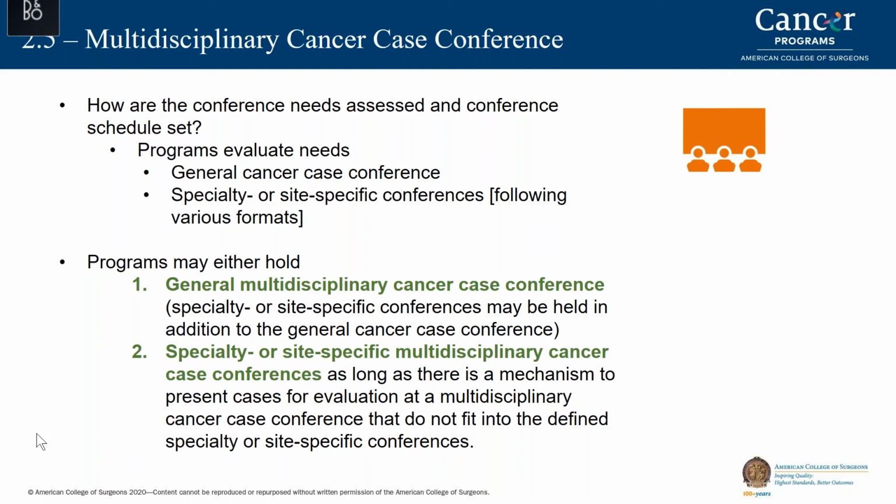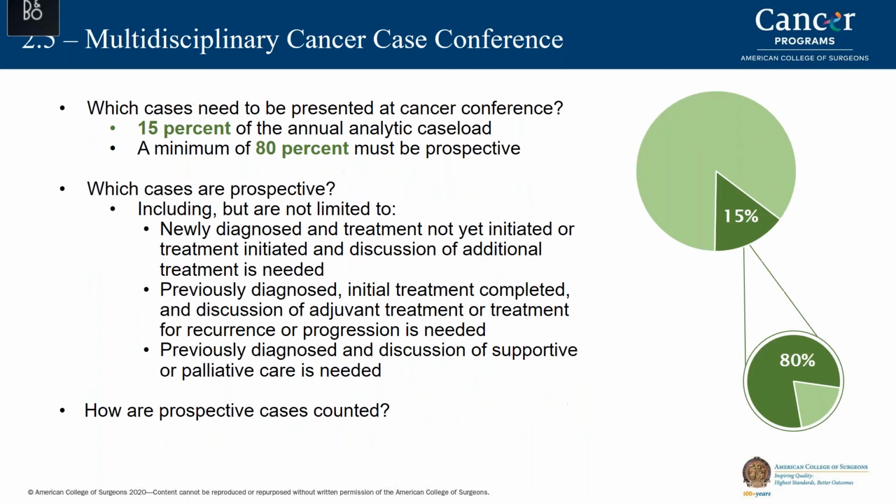Now, programs can either hold a general multidisciplinary case conference or specialty case conferences, but remember the benchmarks of a cancer conference have to be listed no matter if it's general or specialty involved. Now, if you have a specialty case conference, the individual physicians that are important for that particular illness must be present. So that's a very important concept to always think about. Next, when we hold a cancer conference, remember that 15% of your annual analytic caseload must be presented at the conference. So it's important to keep these numbers, and this is a very important job of the cancer conference coordinator.